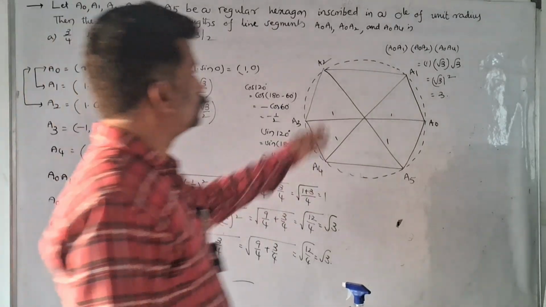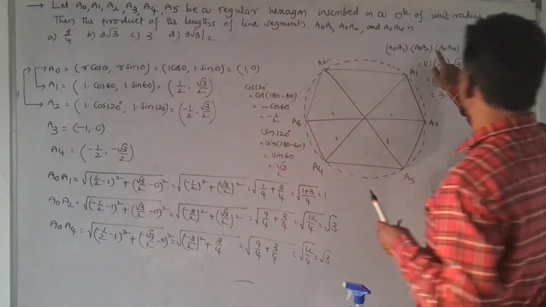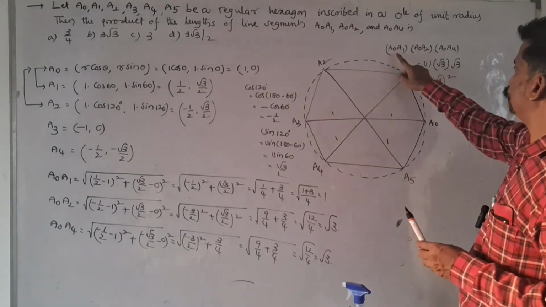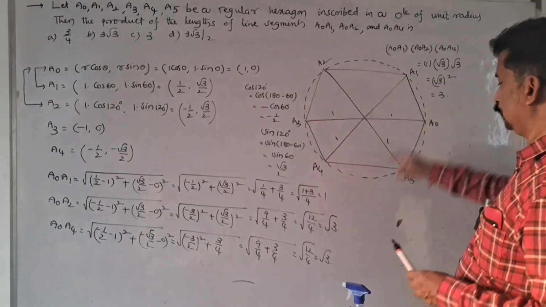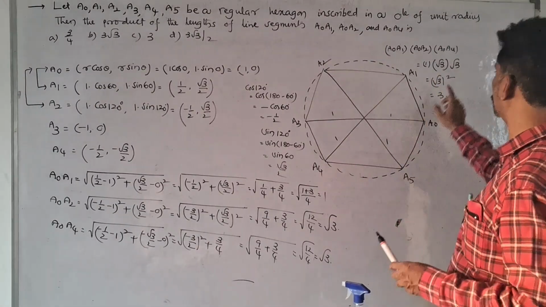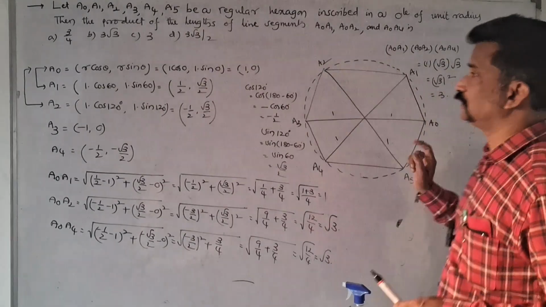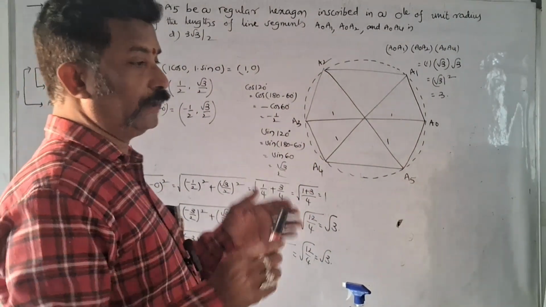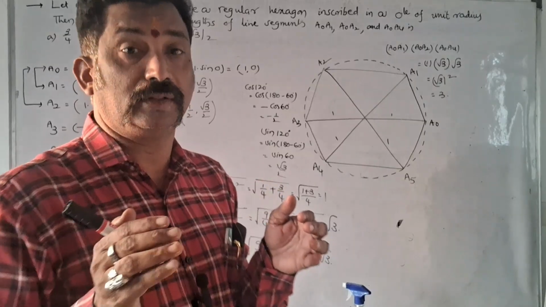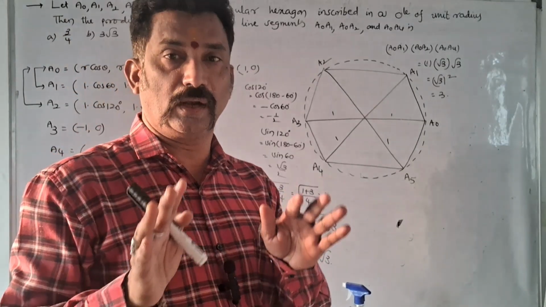Okay guys, so A0A1, A0A2, A0A4: A0A1 is equal to 1, this one is 1, and this one is root 3, this one is root 3. So the product is 1 times root 3 whole square. This is the answer.